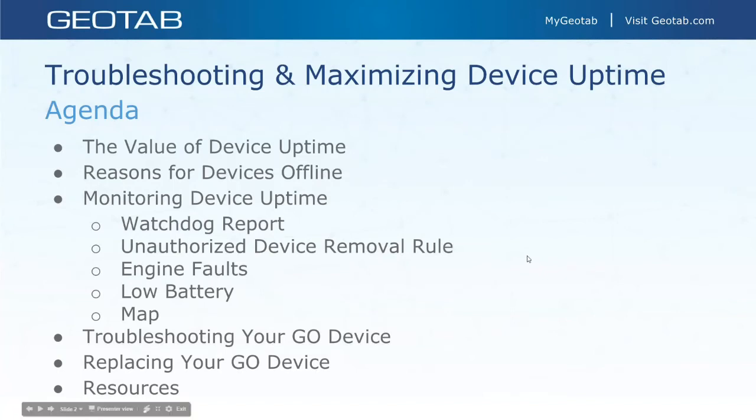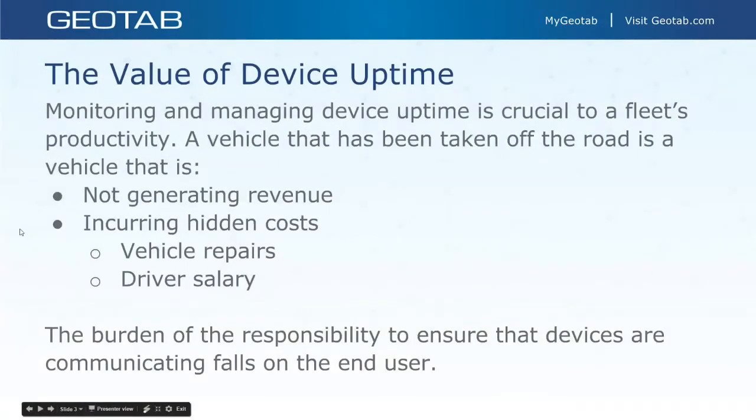That having been said, let's jump in and take a look at the value of device uptime. Monitoring and managing device uptime is crucial to a fleet's productivity. Now, there are two different sides to this. You can think of a vehicle that has gone offline or off the road, or a device that has gone offline, and they kind of go hand in hand. Looking at the vehicle side, if you have a vehicle off the road, that's a vehicle that's not generating revenue, and it's incurring some hidden costs, like vehicle repairs or the fact that you're still paying the driver.